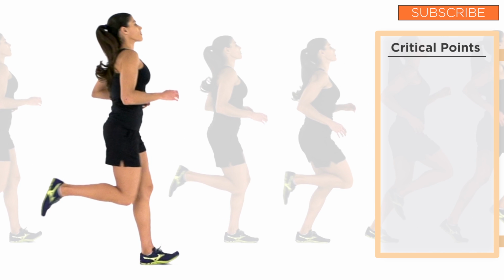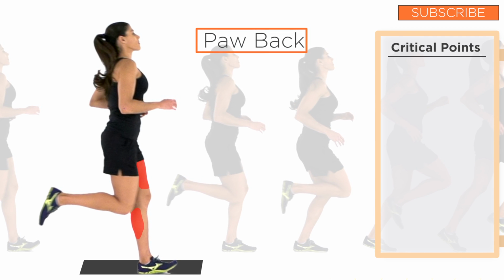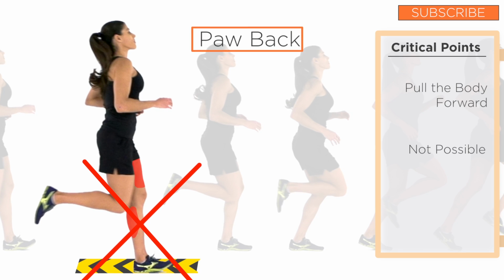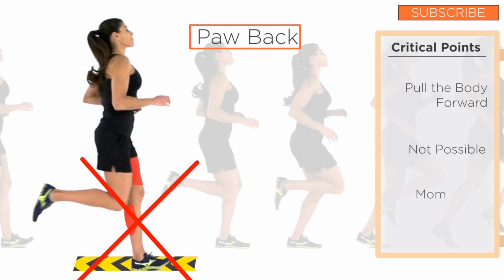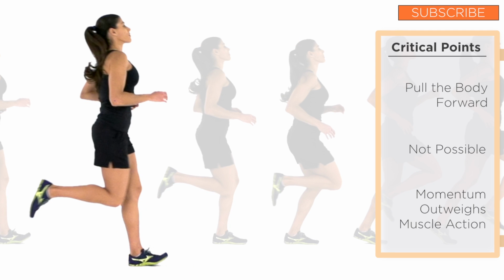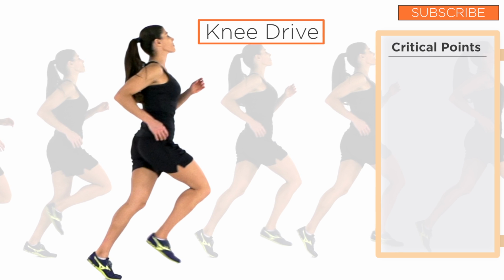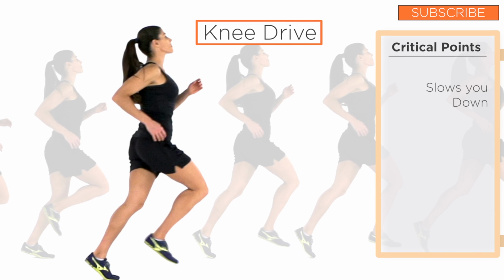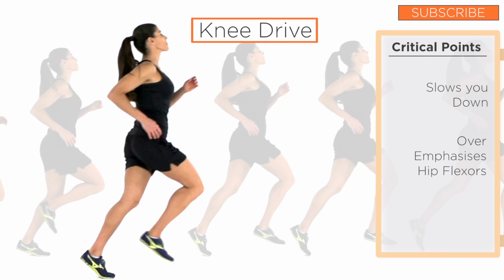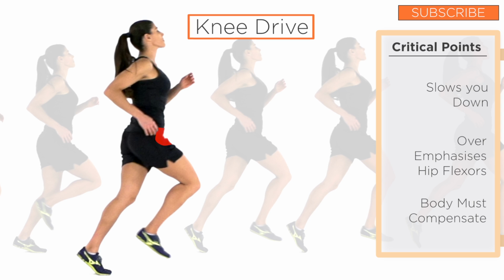The pawback is the idea that upon contacting the ground, the muscles in the legs somehow grip the ground and literally pull the body forward. Realistically, this can't happen. Our muscles alone can't propel the body forward faster than the already existing momentum. People also feel that driving the knee forward is a way to facilitate acceleration. Really, the opposite is true. Knee drive only slows you down. It overemphasizes the use of the hip flexors, and the body has to compensate for the swing leg moving forward.